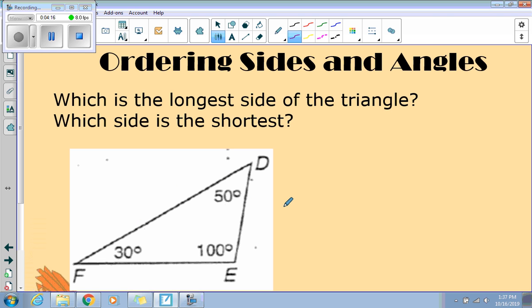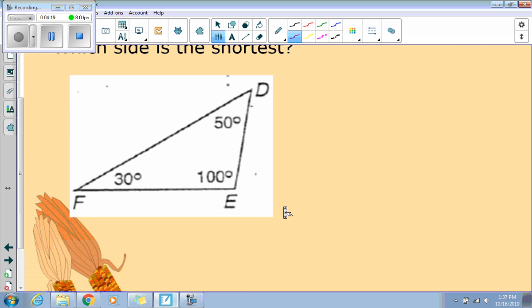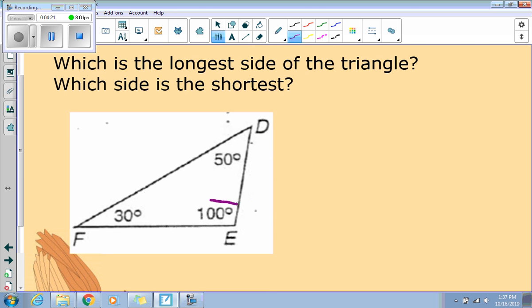All right. Angles are going to work about the same way, right? So our largest angle we see here is 100. And if I go across from 100, the side that is across from it is DF. Now you could take your hand and cover E. When you cover E with your hand, the 2 letters that are left are DF. So DF would be our longest piece there. You could also write this as FD. The order of those 2 letters does not matter. But there's a line above it.